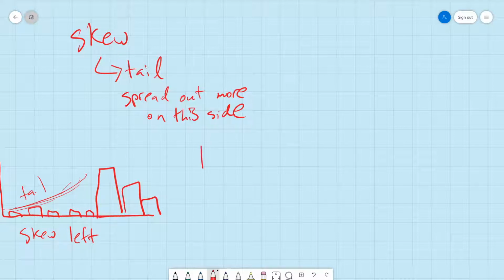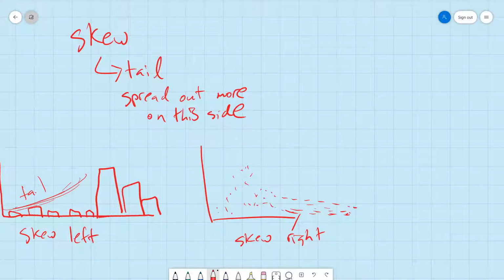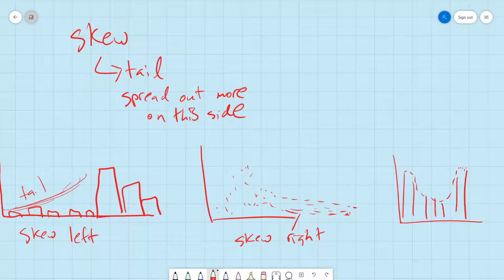You might also see a graph that has a lot of data, but then the data trails out further on one side. This would be skew right. In addition, you might have some interesting graphs that do things like this, and you're like, well, that's not skewed left or right.